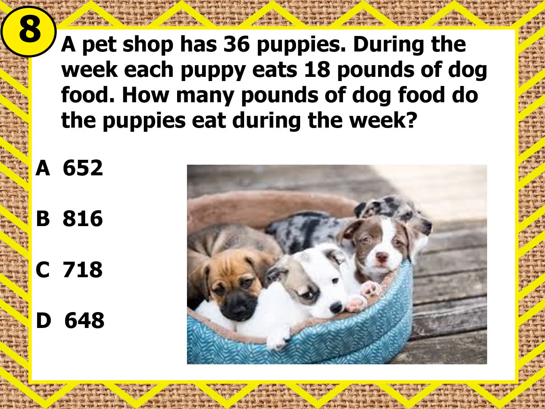Number 8. A pet shop has 36 puppies. During the week, each puppy eats 18 pounds of dog food. How many pounds of dog food do the puppies eat during the week? You have 1 minute to complete this problem. Go!